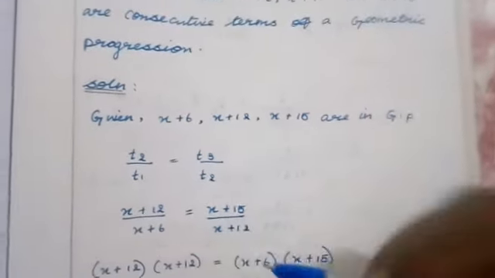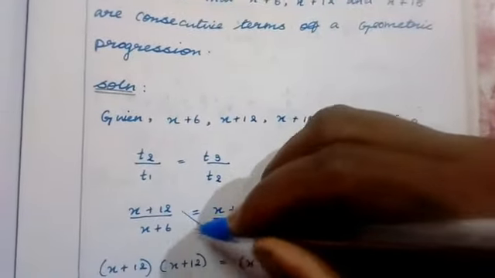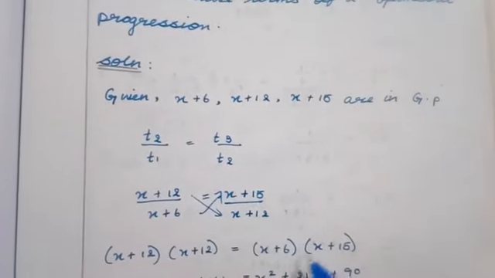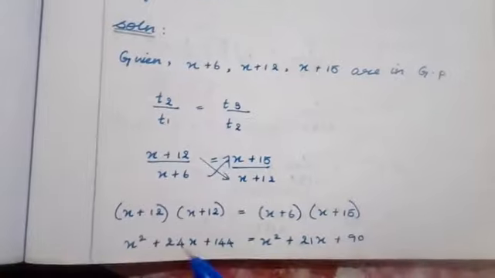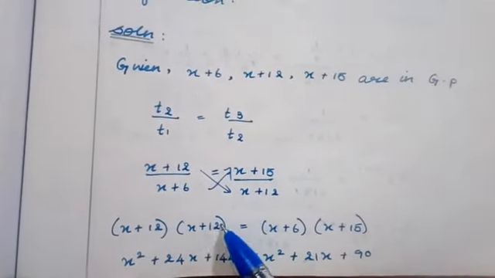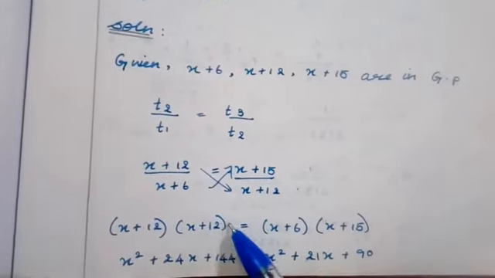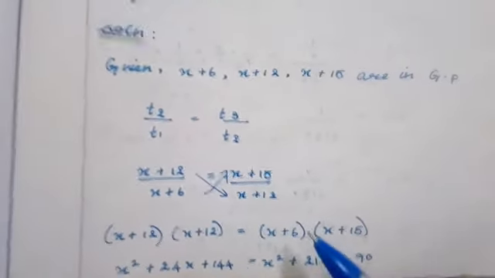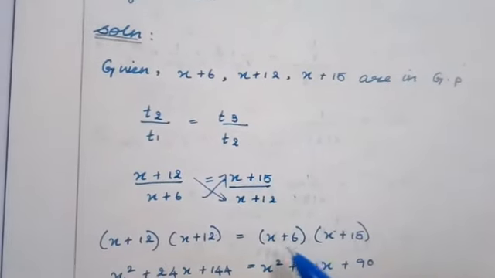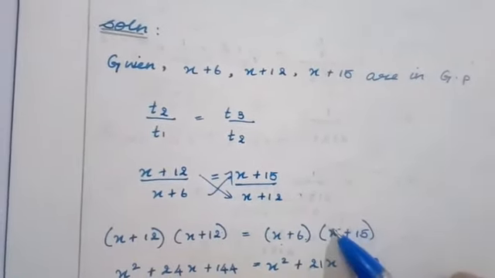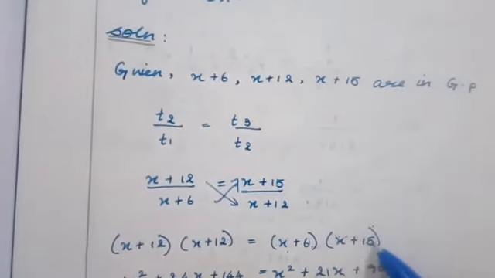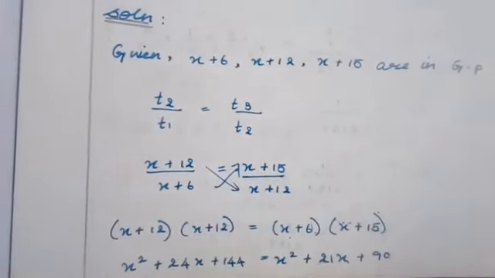Now you have to make a cross multiplication. So that is x plus 12 into x plus 12, x plus 6 into x plus 15. Remove the bracket: x square, 12x, then again 12x, and 144. On the other side, x into x is x square, then 6x is there, 15x is there, so totally 21x. 15 into 6 is 90.